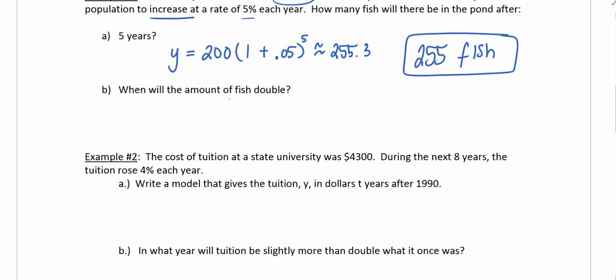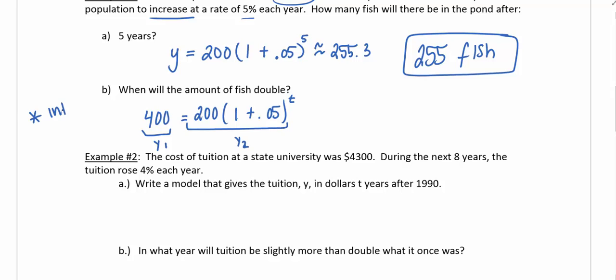The next piece is to know when that would double. So double would be 400, our ending value. My initial value stays the same. I've got 1 plus 0.05, but this time it says when, so I'm looking for T. So we use our calculator for this. You need to put the left side in Y1 and the right side in Y2, and you're going to find the intersection.